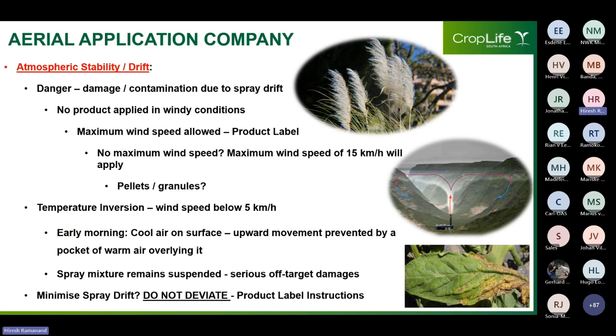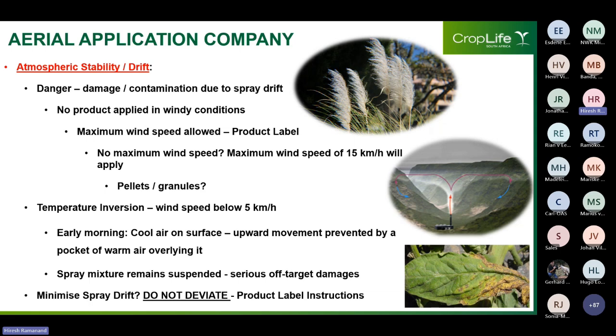Now, in terms of atmospheric stability and drift, firstly, no crop protection product is to be applied in windy conditions if there is any danger of damage or of contamination due to spray drift. Refer to the approved label of the crop protection product for the maximum wind speed allowed for aerial application of that product. If no maximum wind speed is listed, a maximum wind speed of 15 kilometers per hour will apply. However, if the product is in the form of pellets or granules, higher wind speeds can be tolerated, and my advice here to farmers or producers would be to query this with suppliers before proceeding.